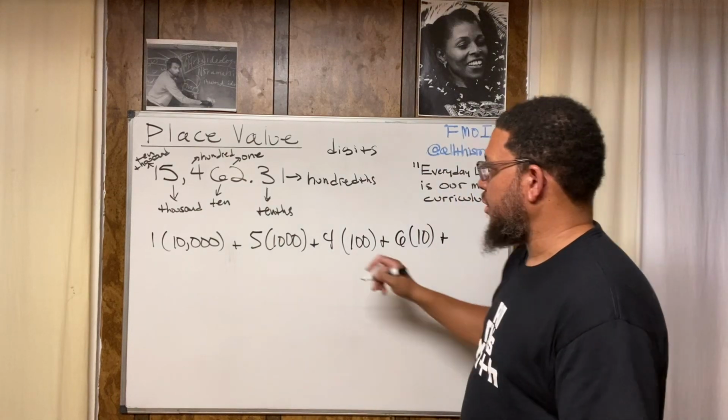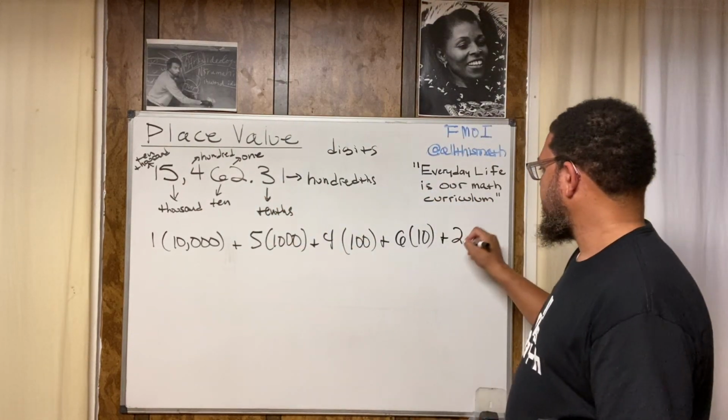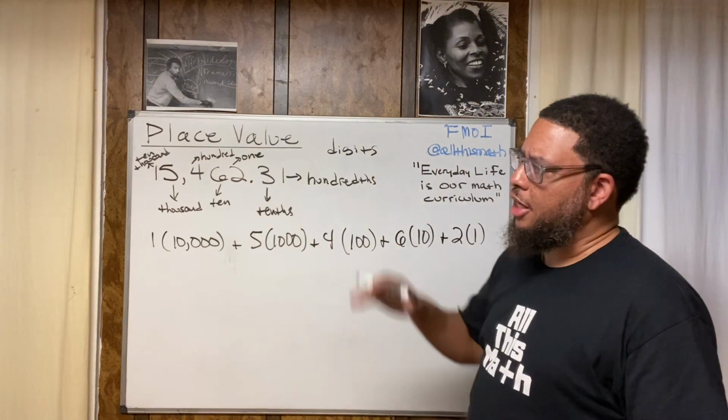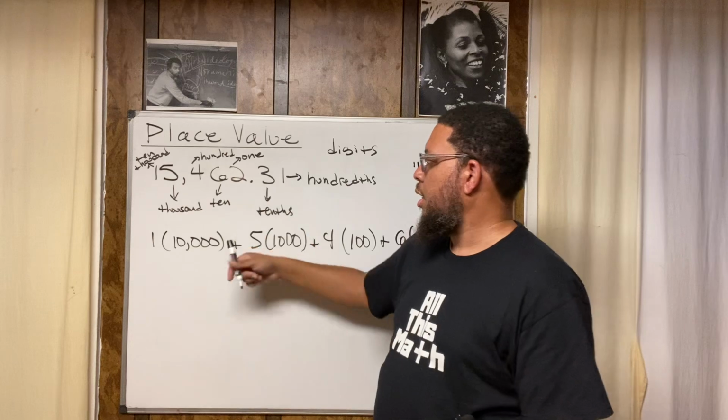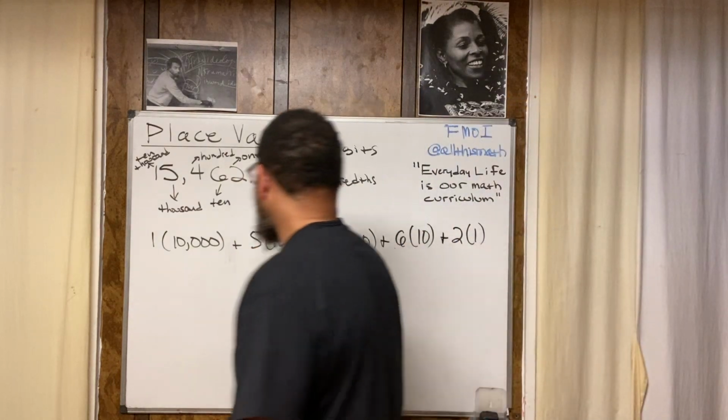And then we got 2 what? 2 ones. So think about this in terms of money. If this was money, $15,462.31. Let me do the change too. So we got 3 what?